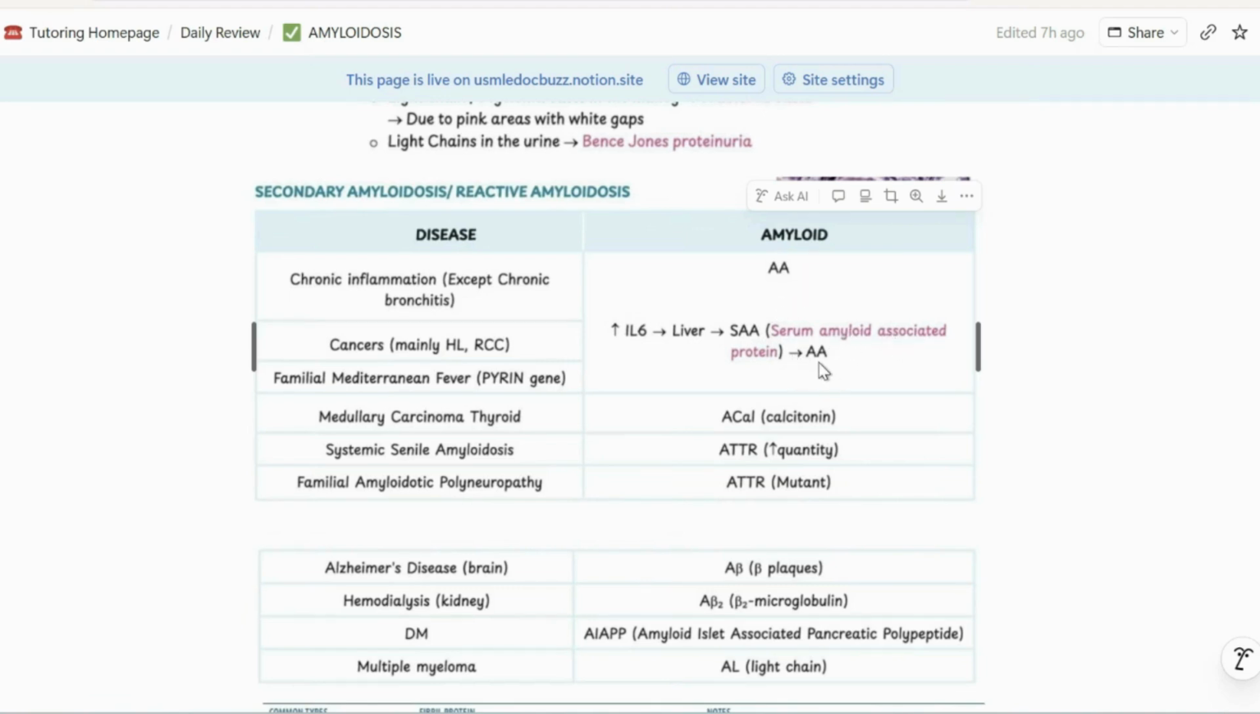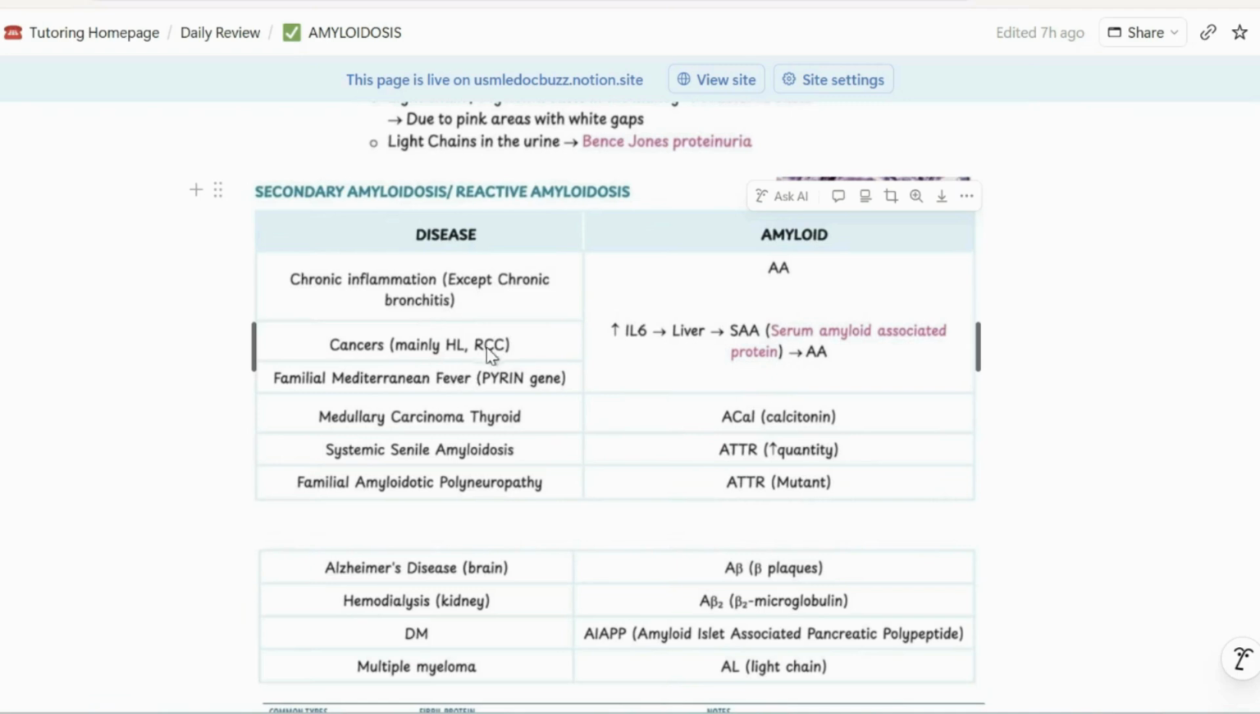Amyloid associated protein. Okay. Now, most of the inflammation in the body can spread throughout, but the only exception to this whole chronic inflammation rule is chronic bronchitis, because usually chronic bronchitis is pretty much self-contained towards the bronchioles themselves. So it's usually not spreading throughout the entire body as most of the other things do. Okay.